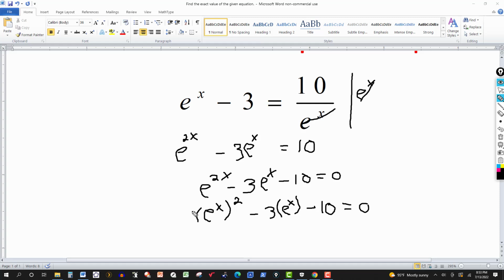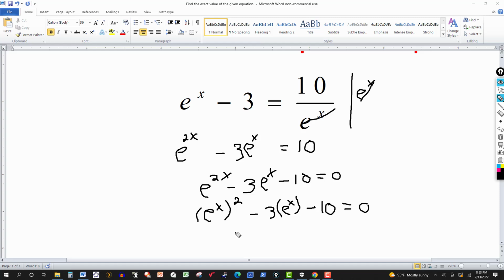So notice if I replace this e to the x by some other variable, say u, I get u squared minus 3u minus 10 is equal to 0. So it has a quadratic form. So that tells me that I can solve this by factoring, or if it doesn't factor, I can use the quadratic formula. Now I'm not going to use the u substitution. I'm just going to treat this e to the x like it were an x by itself.